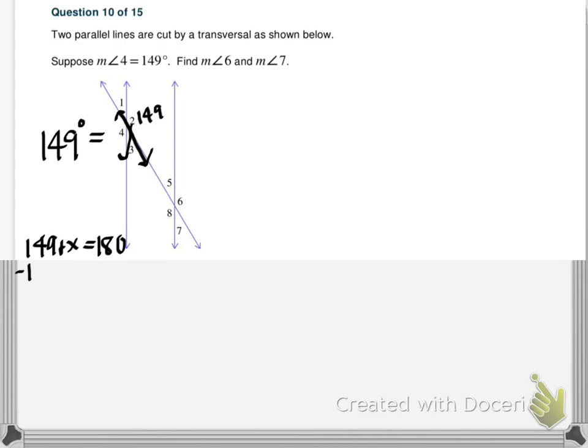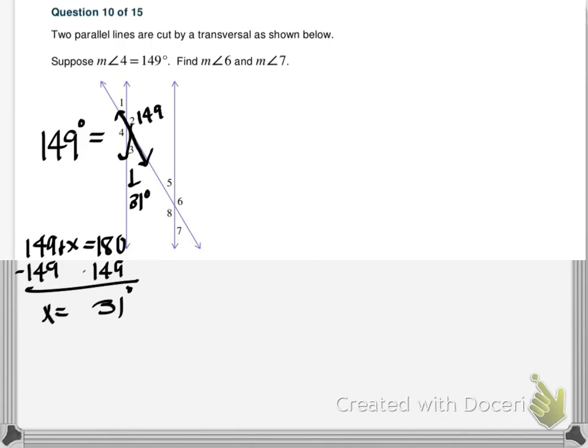Alright, so that means we need to subtract 149 from both sides. And when we subtract 149 from both sides, we end up with, alright, we should have gotten 31 degrees there. So x is equal to 31 degrees. So the measure of angle 3 is 31 degrees.